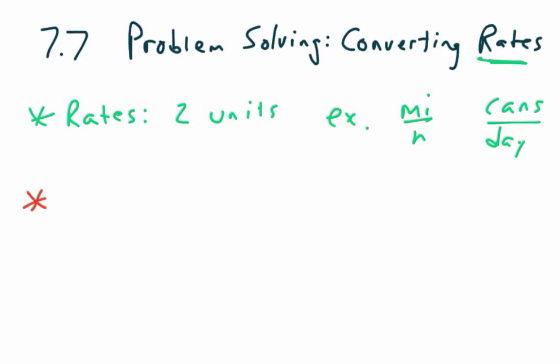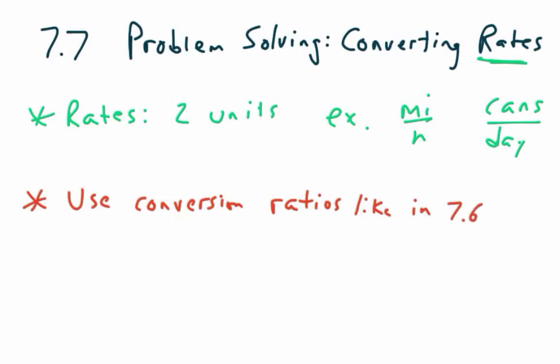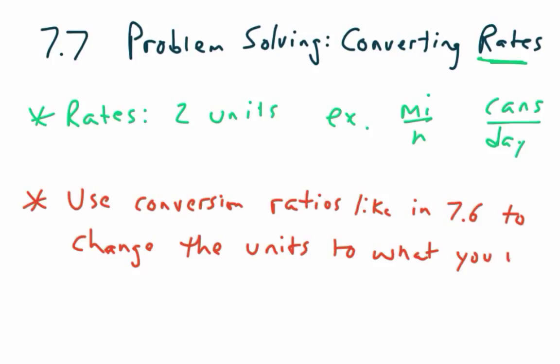Here's the key, so I'm going to put it in red for dramatic emphasis. Use conversion ratios like 7-6 to change the units to what you want. So use conversion ratios. So we're really doing the same thing as last time, but it's going to look a little bit different.